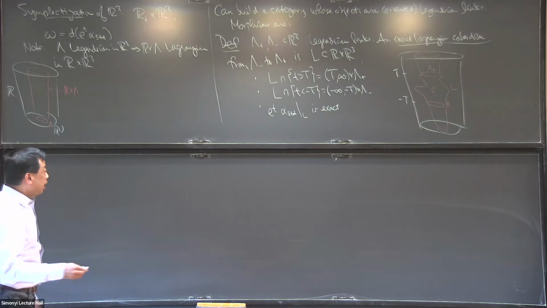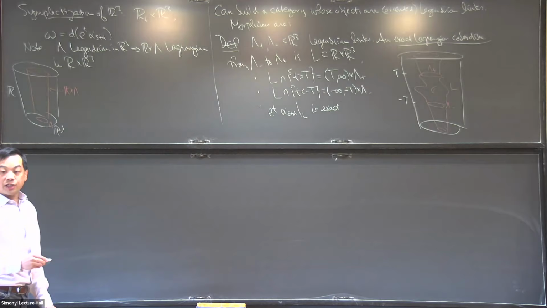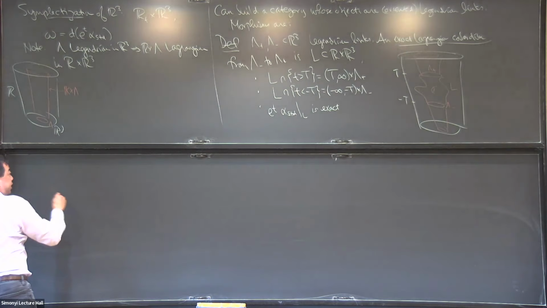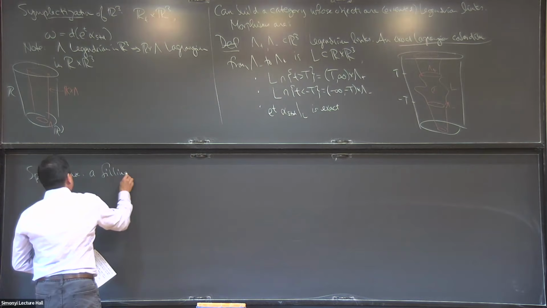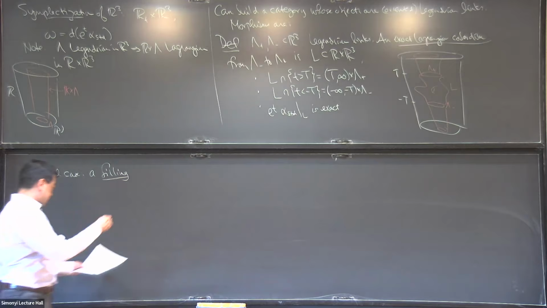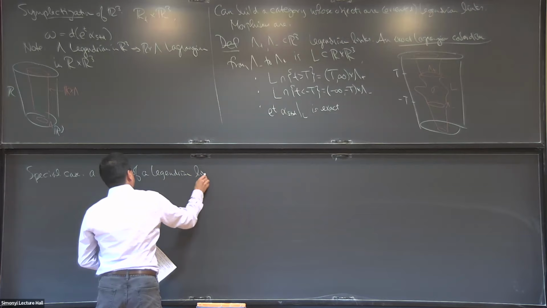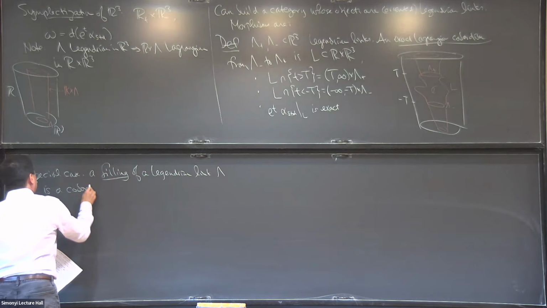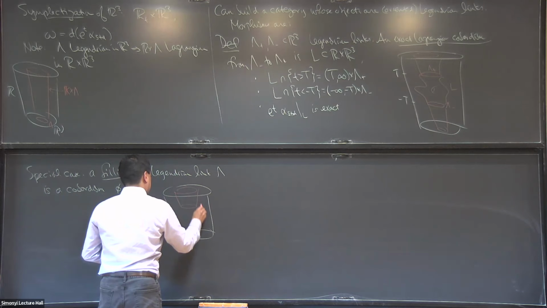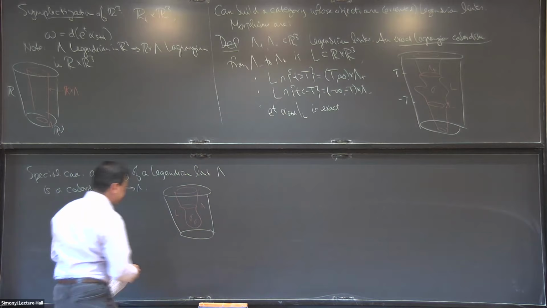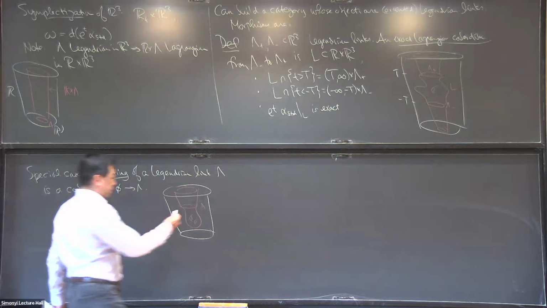One more thing I wanted to say before getting to that is that there's a special type of exact Lagrangian cobordism that will be important to us, and that is the case where the bottom end is actually empty. So, special case: a filling. Some people call these exact Lagrangian fillings. I'm just going to call these fillings. A filling of a Legendrian link is a cobordism from the empty set to lambda. The picture is now something like this. So there's nothing down at minus infinity.